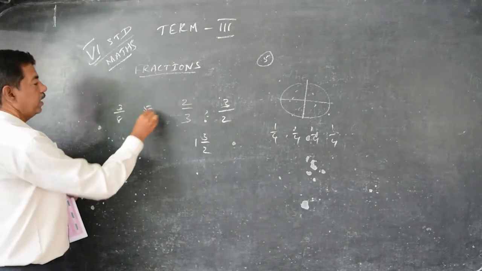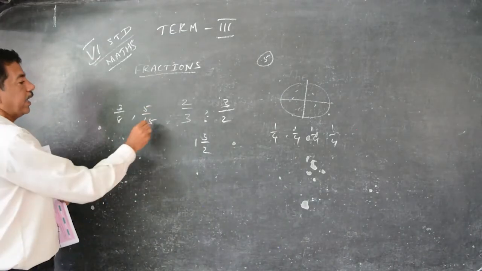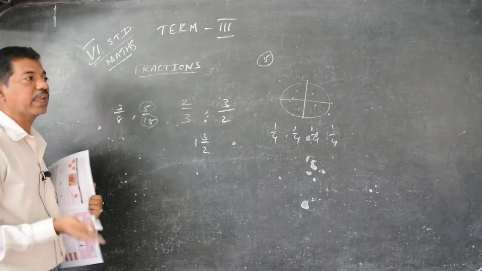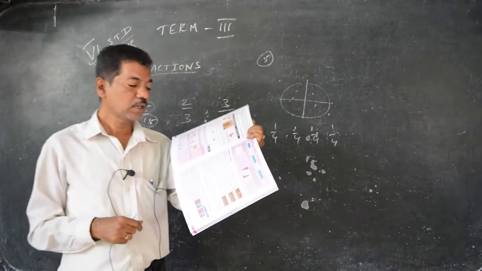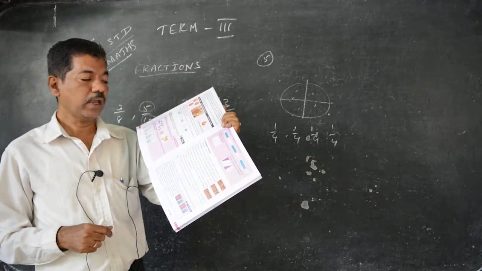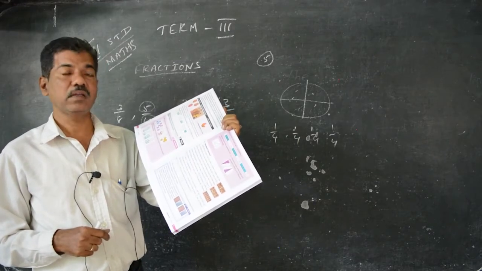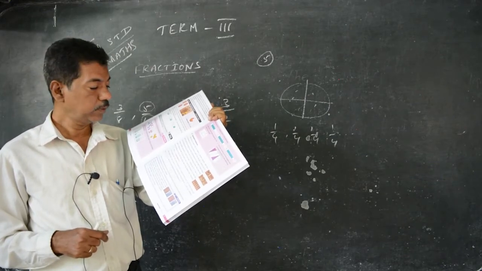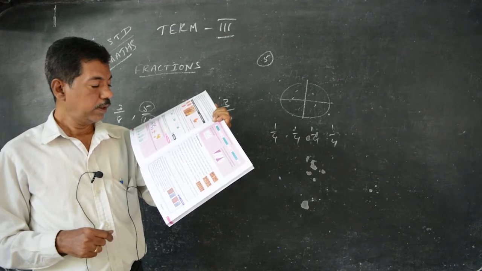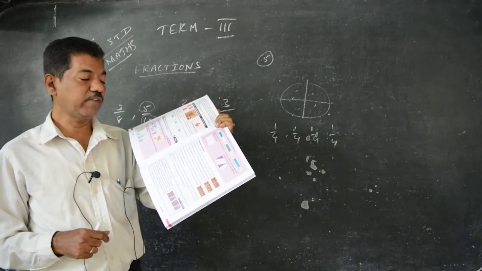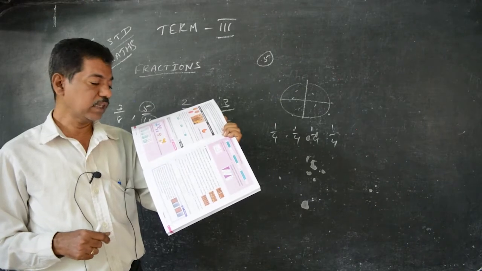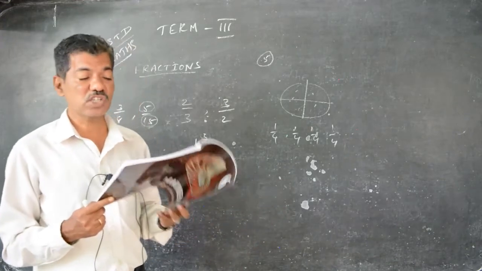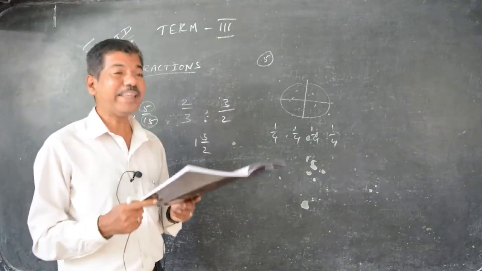So 5 by 15. Okay, the bottom one is the total number of parts, and the top one is the favorite, whatever is being asked. So the triangle next: 9 parts are there, 3 by 9, like that. Hexagon: 9 parts are there but shaded will be 5 by 9. So like that, the whole divided into a number of parts is called a fraction.